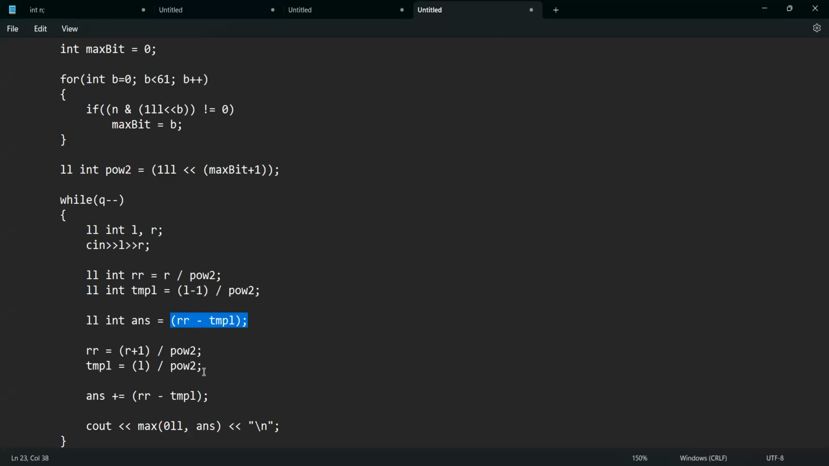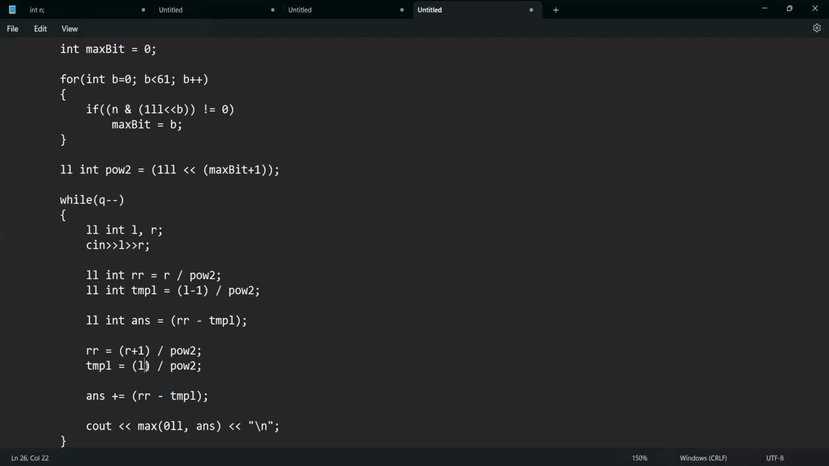Then once this is done, add this. RR is nothing but R plus 1. This is for when all the last k bits are 0, and this is for when all the last k bits are 1. So if all the last k bits are 1, then x plus 1 should be divisible by 2 to the power k, and 2 to the power k is nothing but 2 to the power max bit plus 1. So instead of looking for x plus 1, let's find x in the R plus 1 to L plus 1 range.